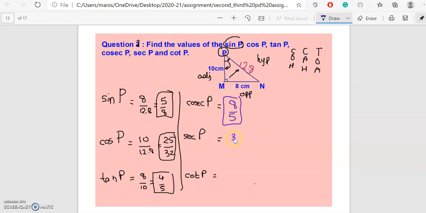This is my 32 over what? 25. And the last one is cotangent p. It is the reciprocal of tangent. Your answer is what? 5 over 4. That's your answer. Go ahead and copy the solution.